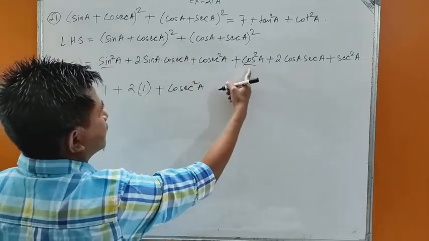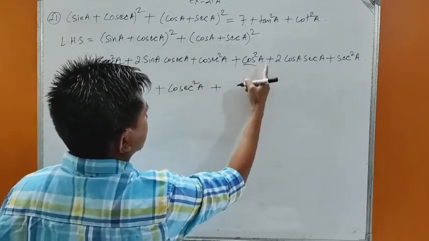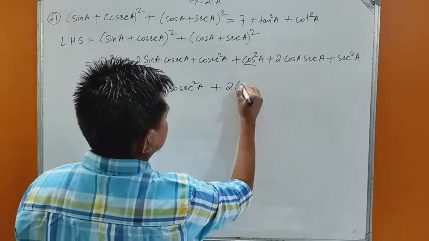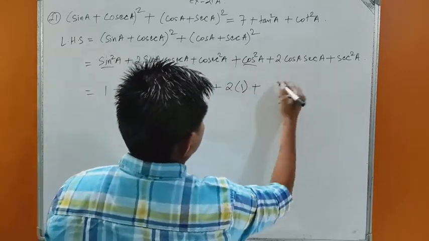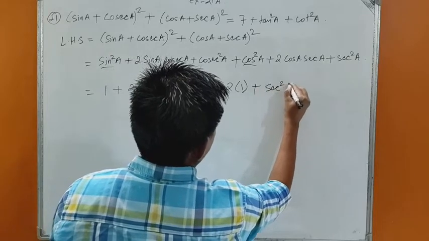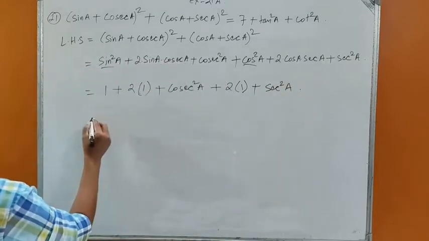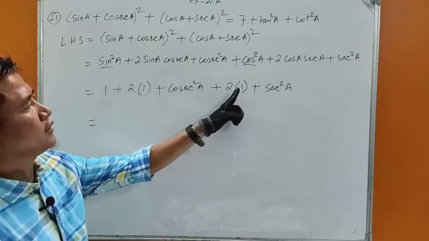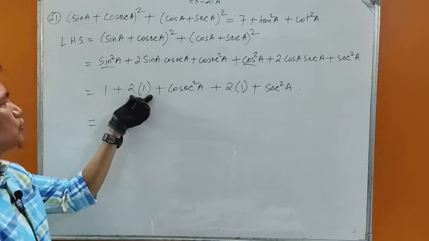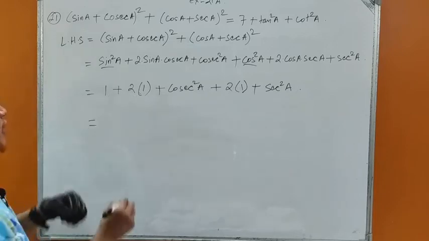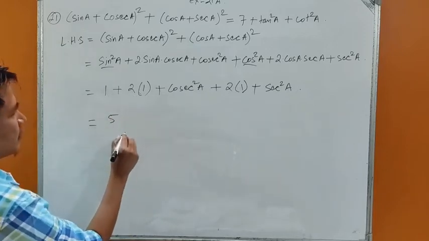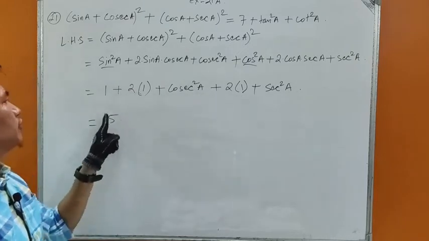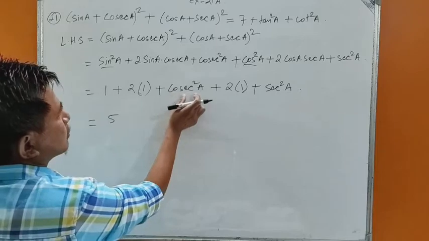Now this is gone, plus this plus comes here. 2 cos A into sec A means 1 plus sec square A, isn't it? Now 2 ones are 2, 2 ones are 2, 2 plus 2, 4, 4 plus 1, 5, isn't it? So we write 5 here. Now we have here cosec square A.